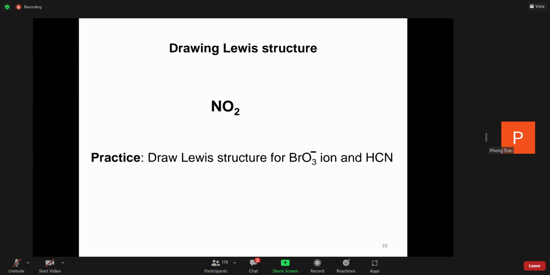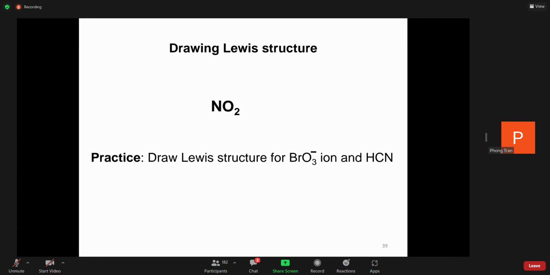Anyone can solve your structure? So let's practice the 5 steps, right? First, you define the total number of valence electrons.